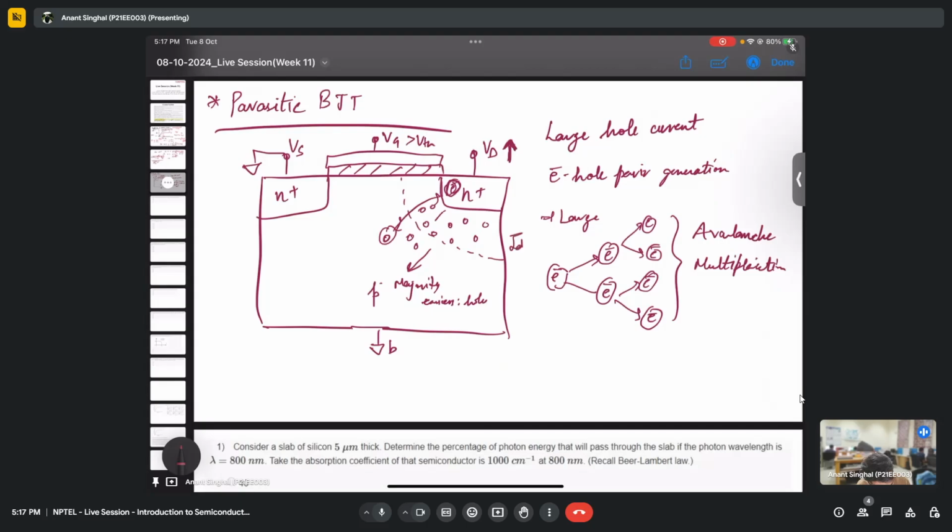So let me write it as IDB, which is flowing from drain to body. I'm writing it like that, and this phenomenon is known as impact ionization.